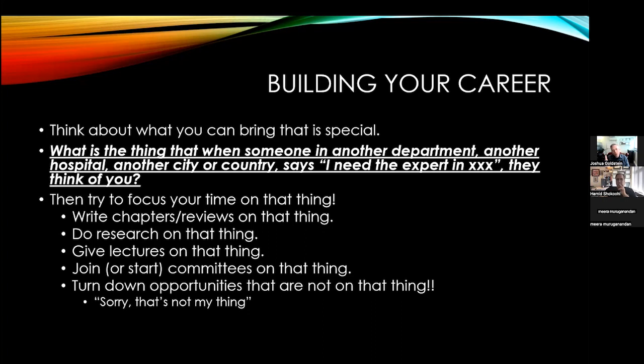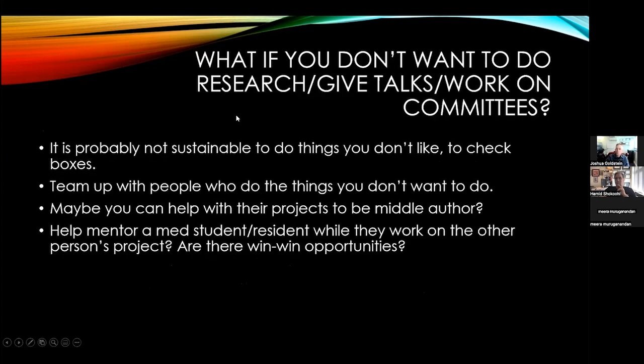But then think about yourself as that way. And this abdominal pain lecture that I'm going to give, that's just a tool for me to build my skills in how to give a great talk. That's how I think you want to think about that. And along those lines, what if you don't want to do research or give talks or join committees, but you still want to get promoted? Well, I would start with whether you want to get promoted or not. For most people, it's not sustainable to do things you don't like that are just checking boxes.